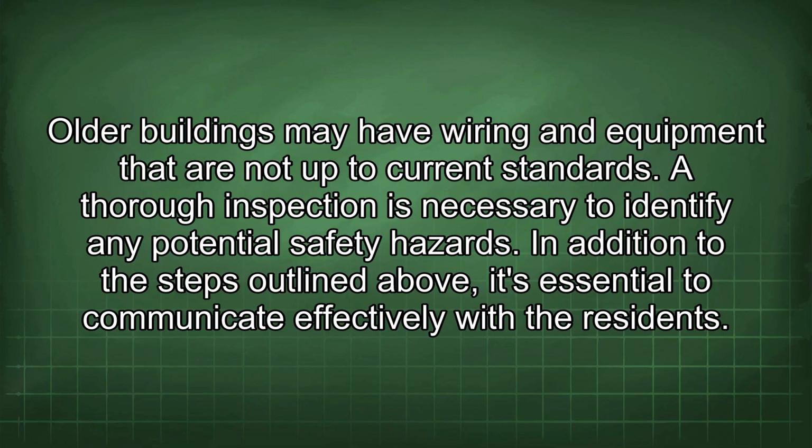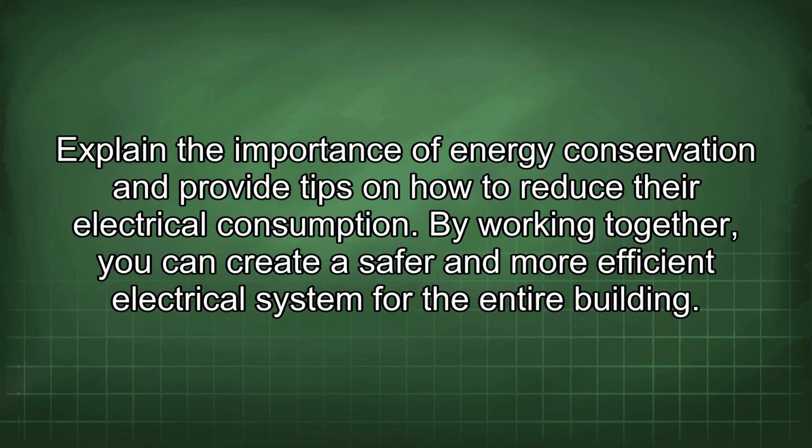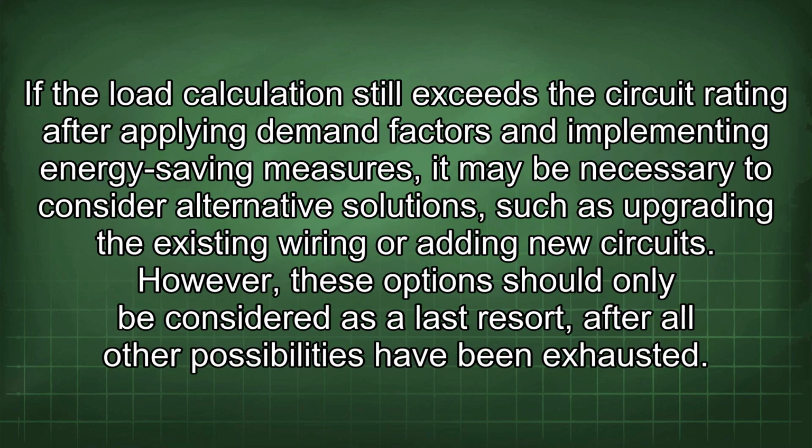In addition to the steps outlined above, it's essential to communicate effectively with the residents. Explain the importance of energy conservation and provide tips on how to reduce their electrical consumption. By working together, you can create a safer and more efficient electrical system for the entire building. If the load calculation still exceeds the circuit rating after applying demand factors and implementing energy-saving measures, it may be necessary to consider alternative solutions such as upgrading the existing wiring or adding new circuits. However, these options should only be considered as a last resort after all other possibilities have been exhausted.